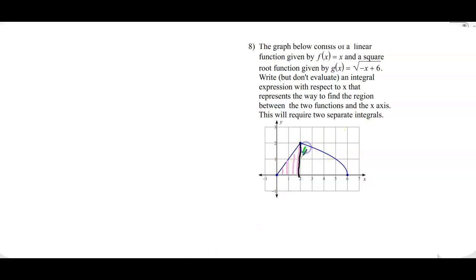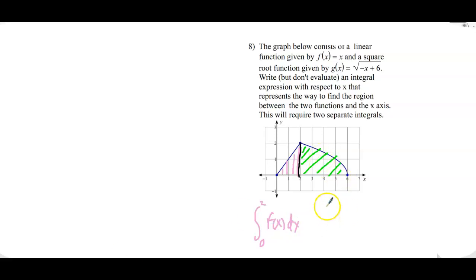And then we'll have to do another integral where we find the area between the x-axis and that square root function. So for the linear one, we're going to integrate from 0 to 2. And I'm just going to put the f of x right there. And that will find you the area of the pink region.